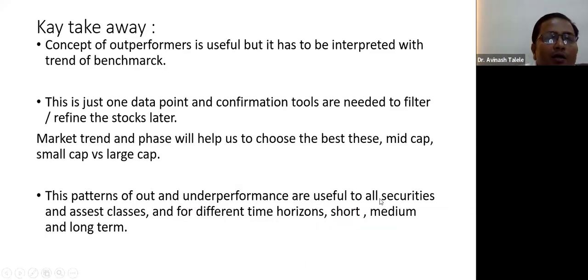So the key takeaway: the concept of outperformance is useful, but it has to be interpreted with the trend of the benchmark. Relative strength is just one data point for confirmation, and other tools are needed to filter and refine the stock later. The market trend and phase will help us choose whether to go for mid caps, small caps or large ones. And the patterns of outperformance and underperformance are useful in all securities, all asset classes, in all time zones, whether short, medium or long term.